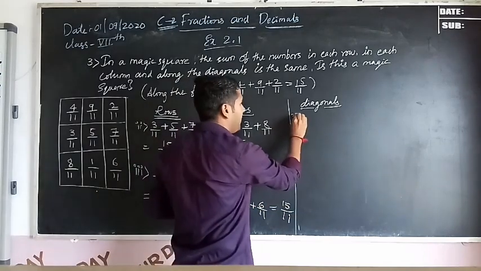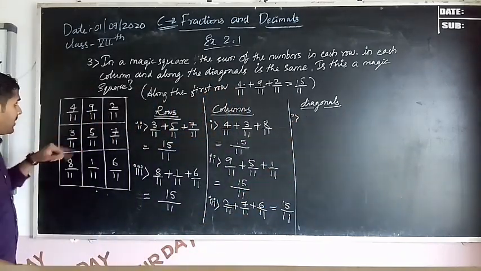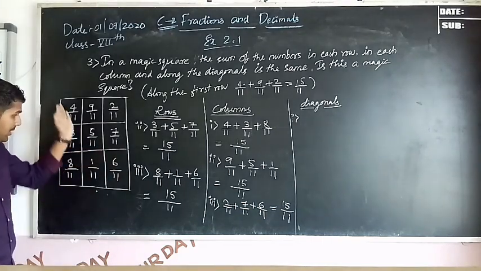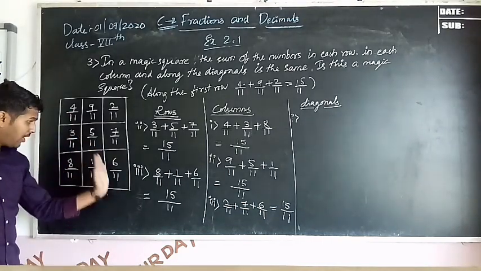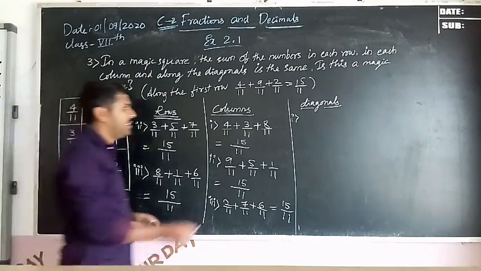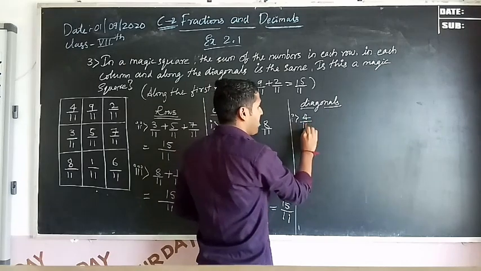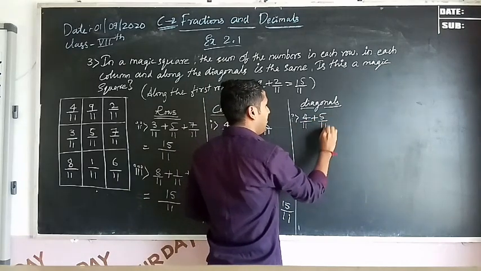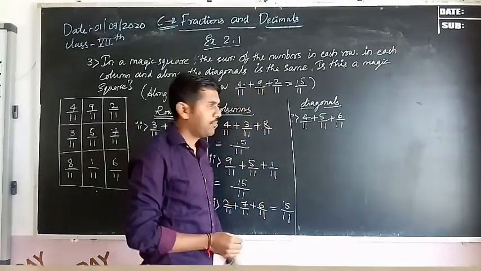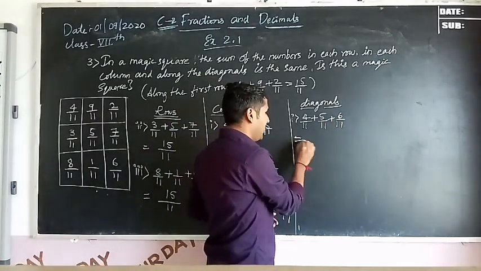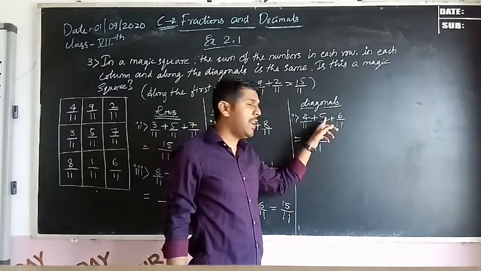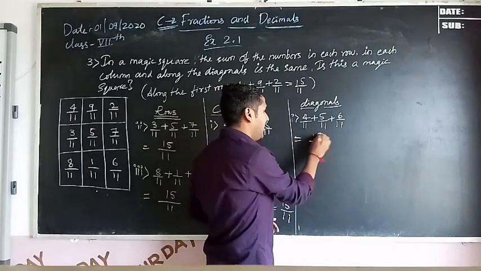So first diagonal. What are the fractions? The first diagonal is 4 by 11, 5 by 11, 6 by 11. So these are the diagonals: first diagonal, and this one is the second diagonal. So the first diagonal fractions are 4 by 11 plus 5 by 11 plus 6 by 11. Okay. So now solve this one. 11 is common, so you can add the numerators: 4 plus 5 is 9, 9 plus 6 is 15.